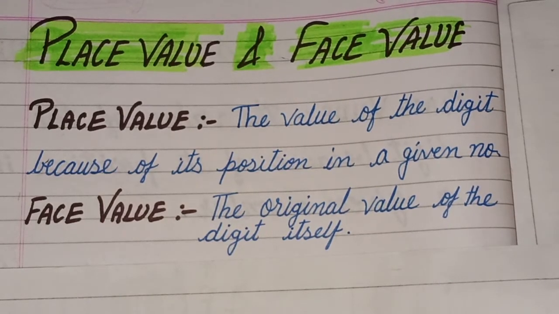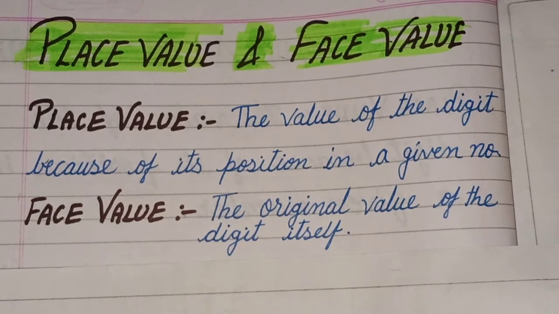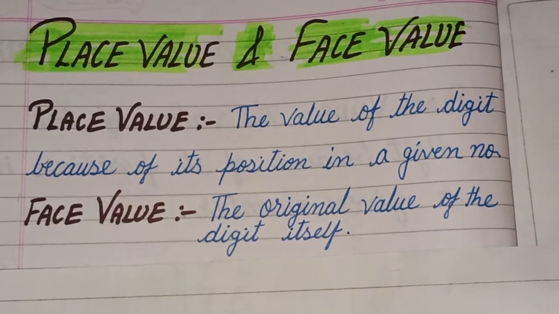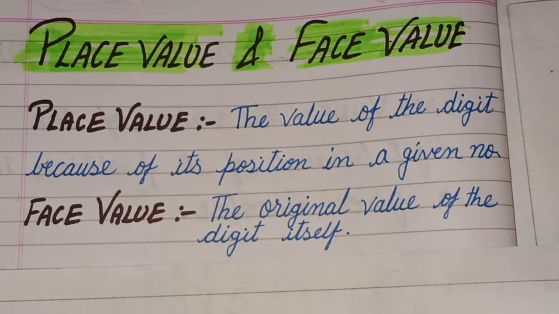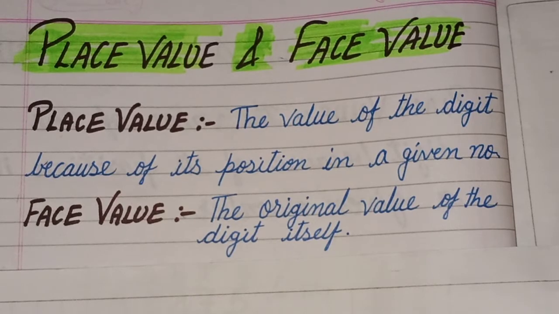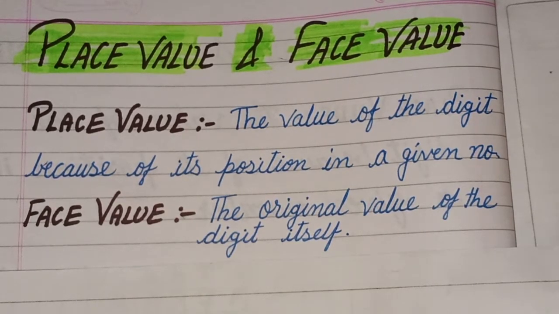Hello children, here we are going to study place value and face value. What is place value? Place value is the value of a digit because of its position in a given number. That means where the digit is placed and, accordingly, what the value of that digit is. That is called the place value of that digit.